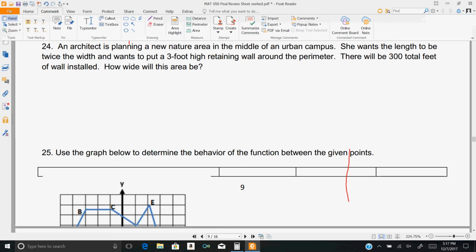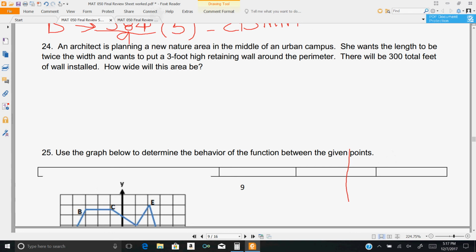Okay, now that you've looked at question 24, an architect is planning a new nature area in the middle of an urban campus. She wants the length to be twice the width. So she's got a length and a width, and we know that the length is twice the width. We don't know what they are. She wants to put a 3-foot high retaining wall around the perimeter. There will be 300 total feet of wall installed.